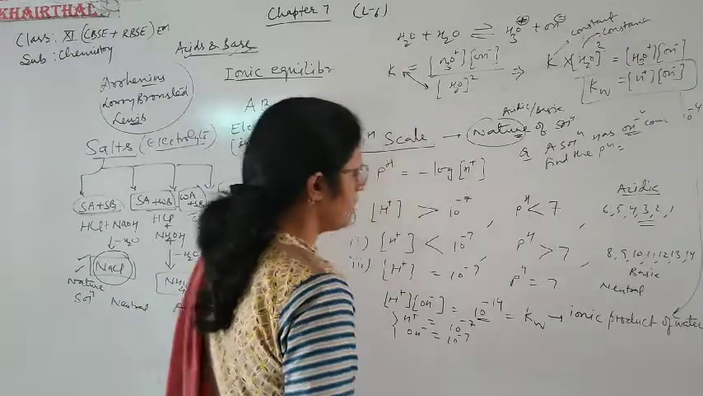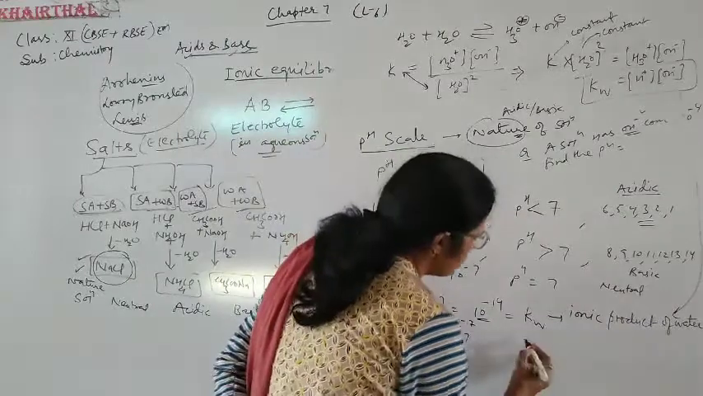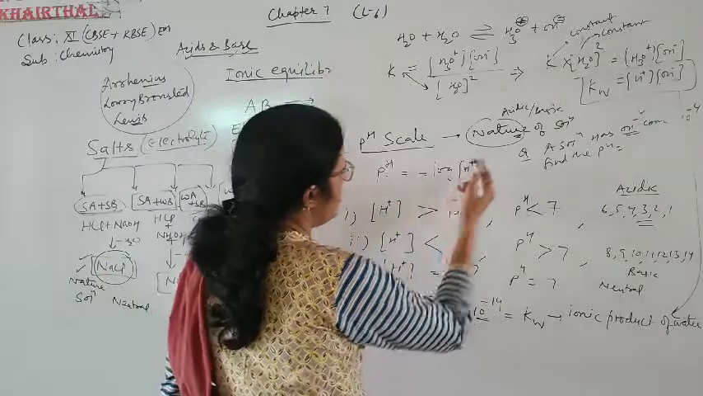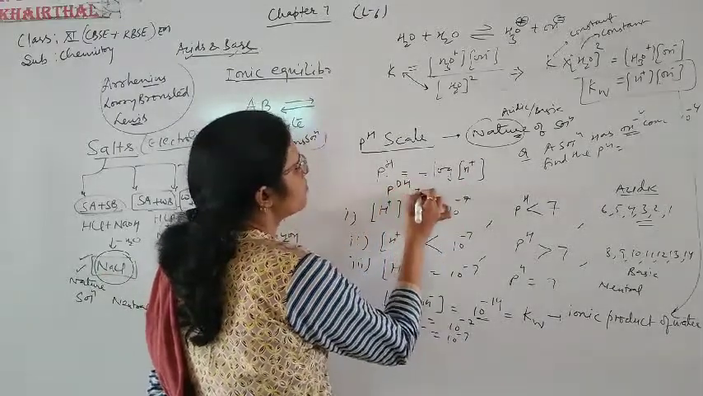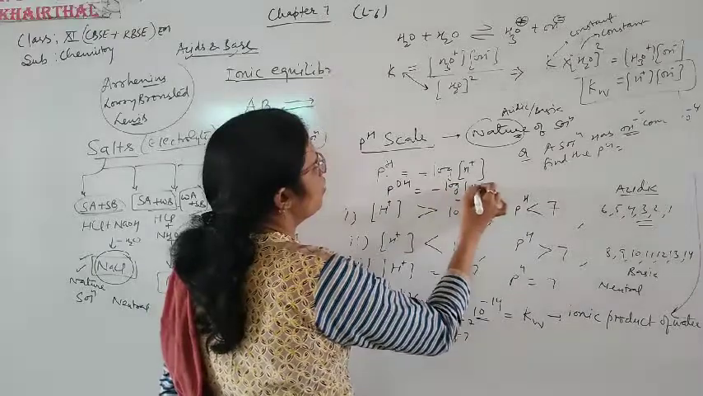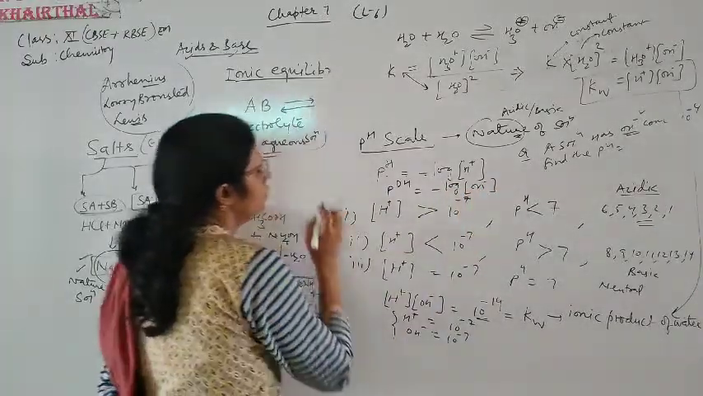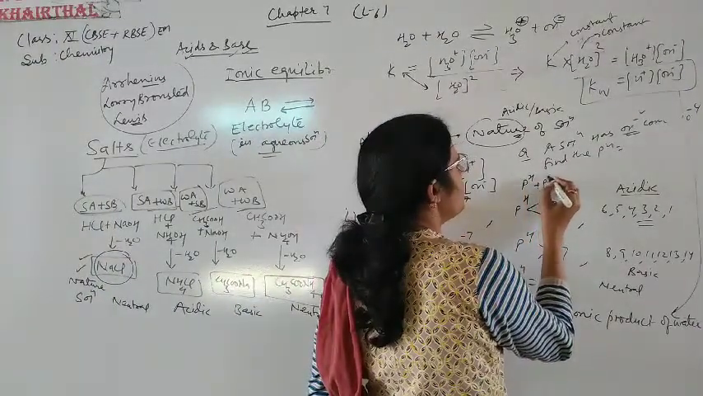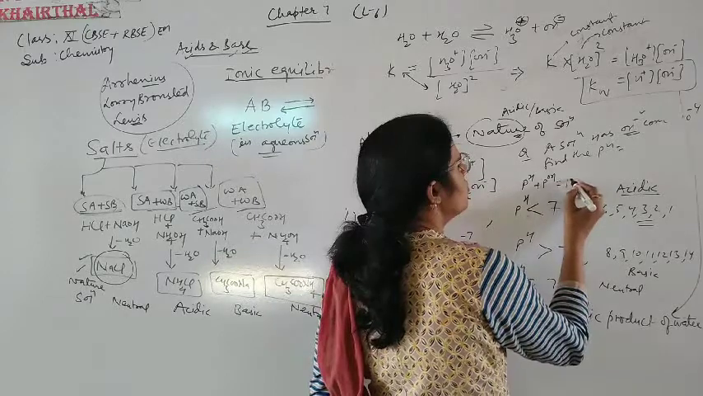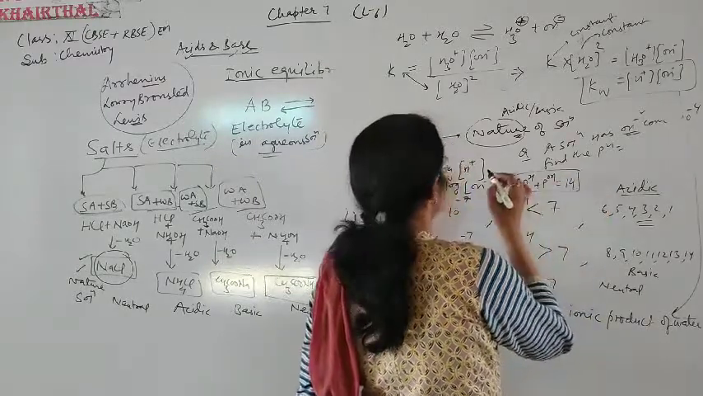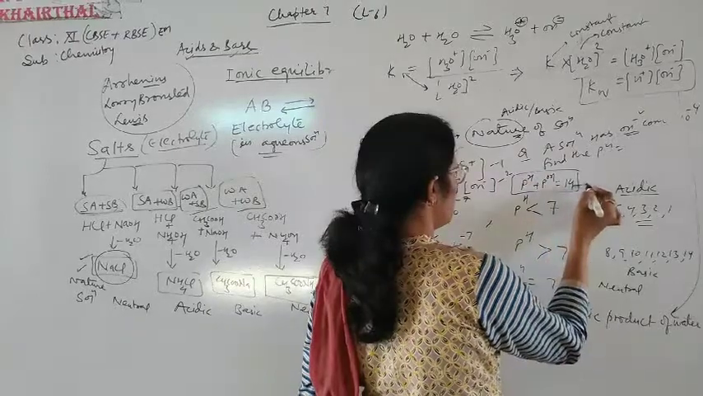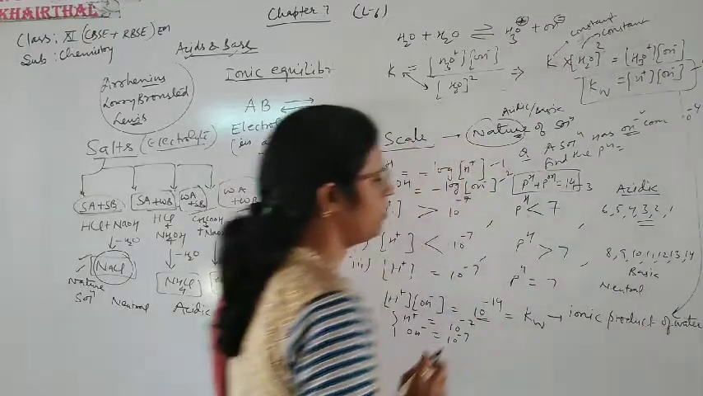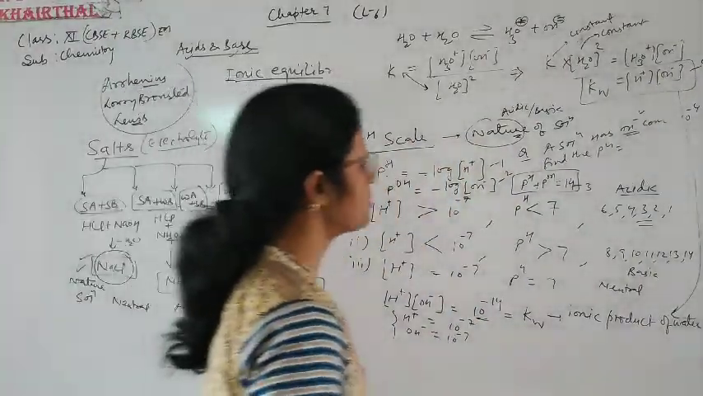And another relation is also there: we know pH is equal to minus log H+. In a similar way, pOH will be equal to minus log OH-. Okay, clear? And pH plus pOH equals 14. So here it is one equation, two equations, three equations, and four equations. Clear? So how do we solve this question?